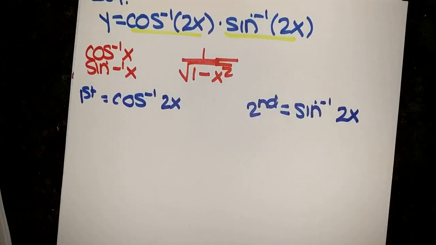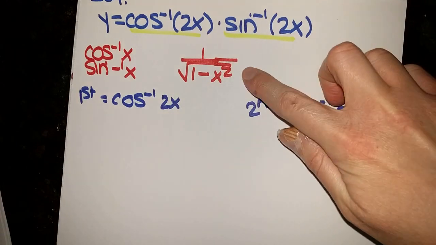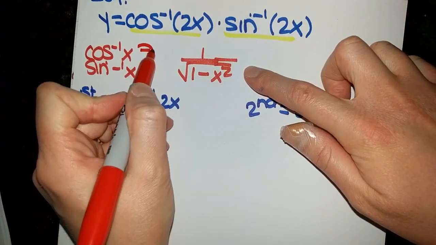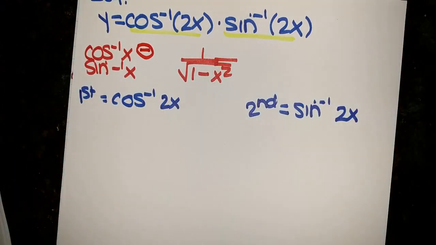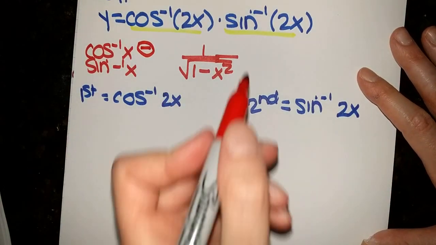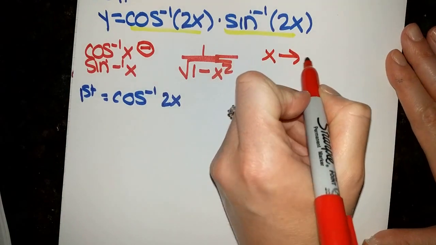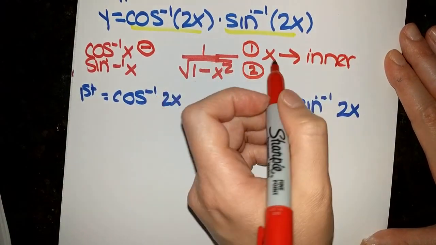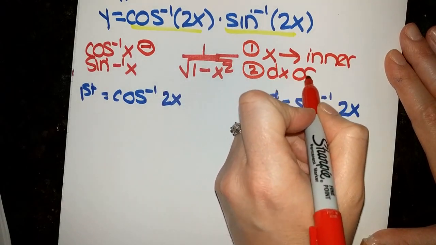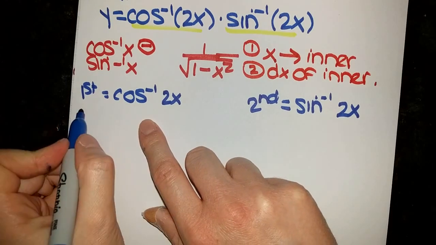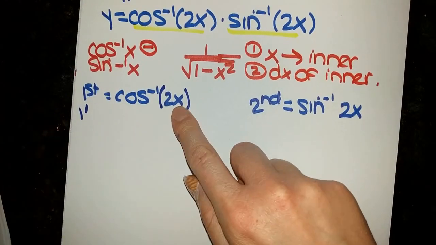Now, keep in mind, cosine and sine inverse, they have the same fraction when you take their derivative. The only difference for cosine inverse and sine inverse is cosine inverse will have a negative in front of it. And keep in mind, when you memorize this fraction, what usually is going to happen is this x is going to get replaced with the inner. And then after you do that, you're going to multiply by the derivative of the inner.